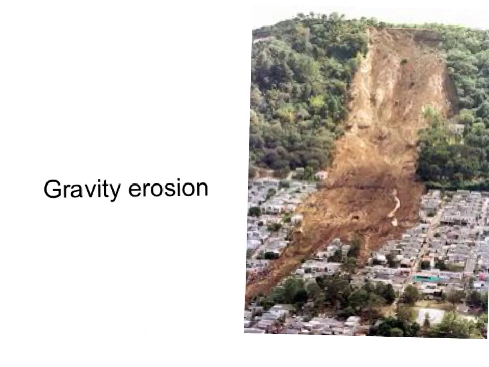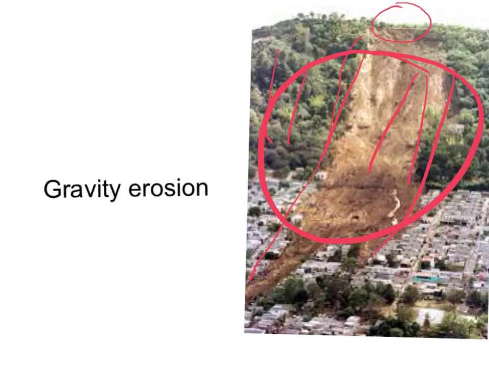In this slide, we're going to be talking about gravity erosion. A landslide causes erosion because when rocks fall on the top of this hill and the soil falls and crashes to the ground, it rubs against the mountain or rock or whatever it is on and causes erosion.